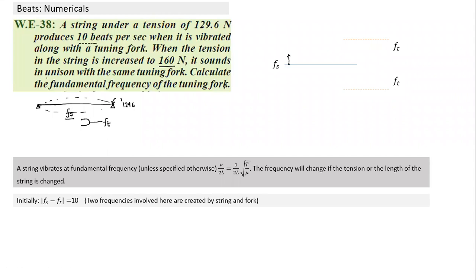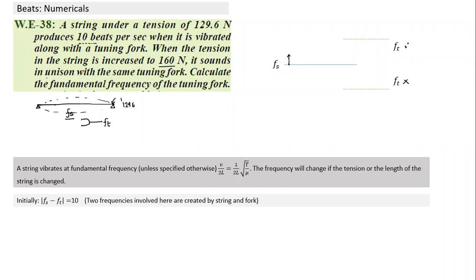How would that happen? If one is increased and the gap reduces, it means the one which is being increased must have been the lower value. So by increasing Fs, the string frequency, the gap becomes narrow only if the string frequency was lower. Then only the gap becomes narrow, and the gap is nothing but the beat frequency. So this was not the case, this was the case here.